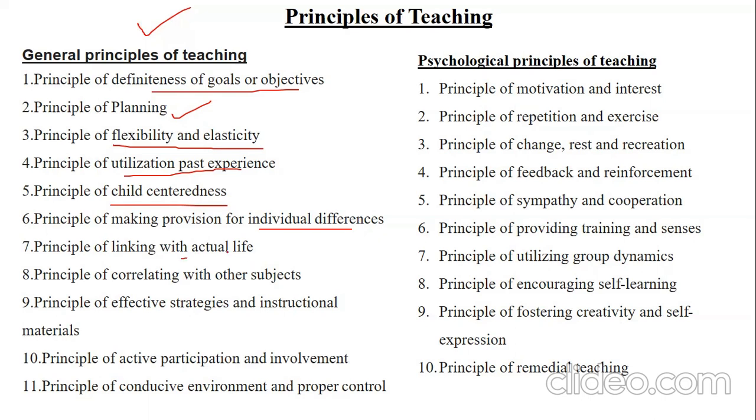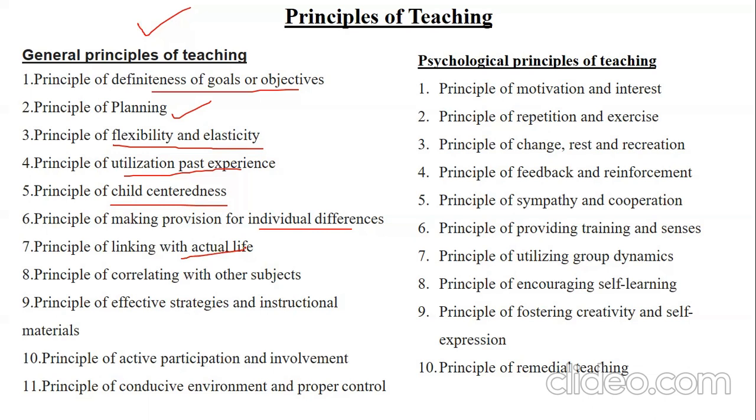Linking with actual life: yes, teaching has to have a social impact. The teacher should always make sure that teaching has a social impact, so it should be linked with actual social life. Correlating with all the other subjects: there has to be inter-relation between different subjects. When you learn a language, the language needs to have a relation with mathematics, history or geography, and that is a must.